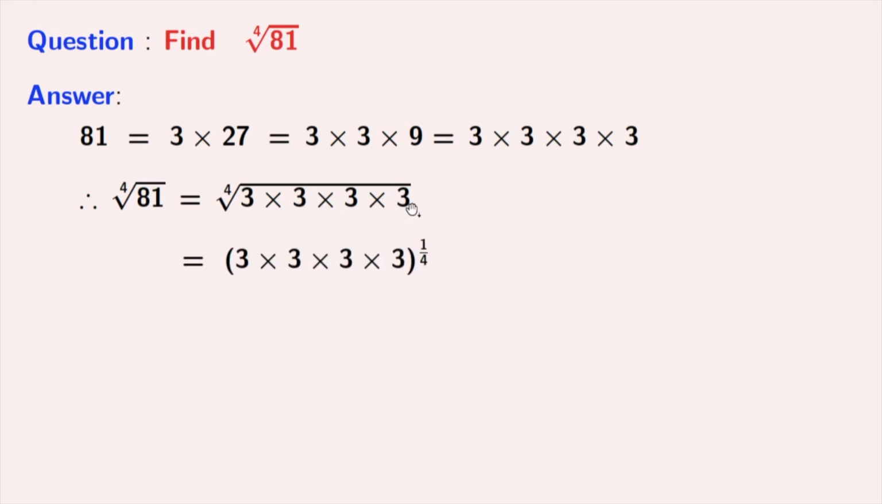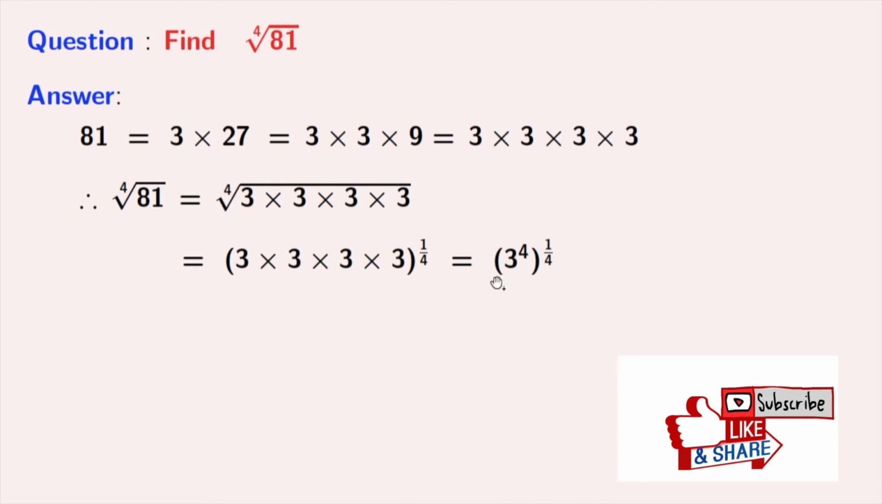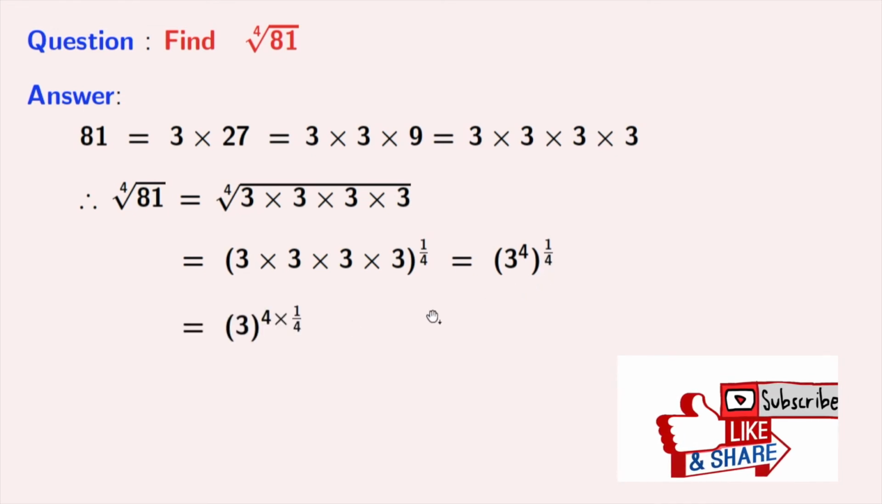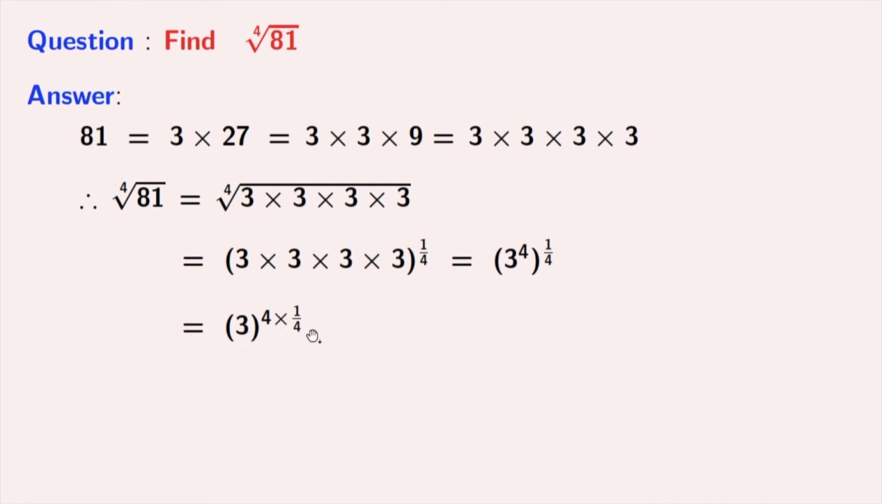Now we know that fourth root can be written as power 1 by 4, and we have written it in this way. And also look that we have 4 number of 3s here. So it can be written as 3 power 4. So we have 3 power 4 power 1 by 4. And it can be rewritten as 3 power 4 times 1 by 4.